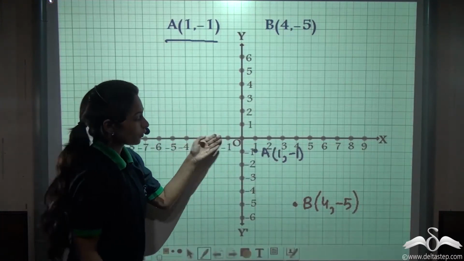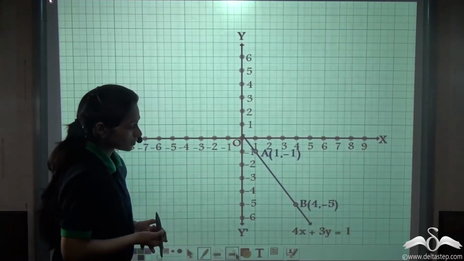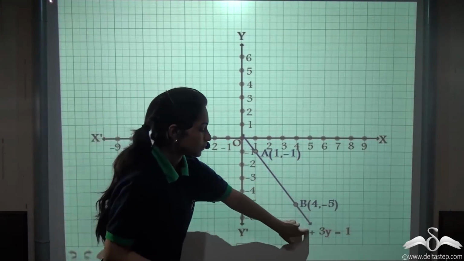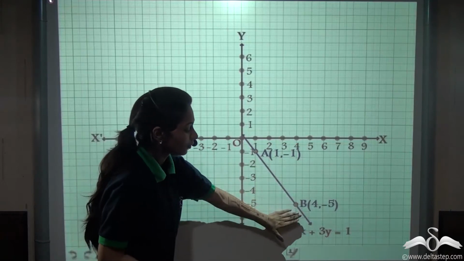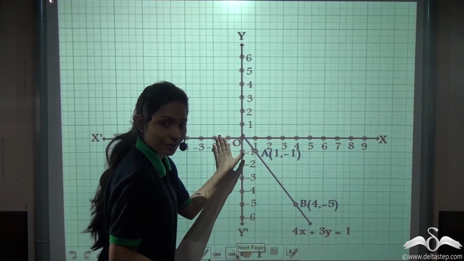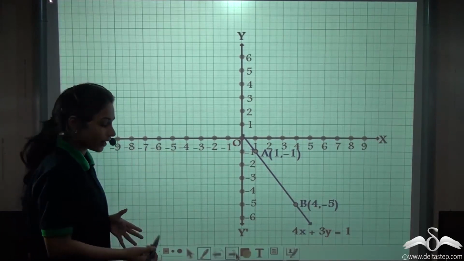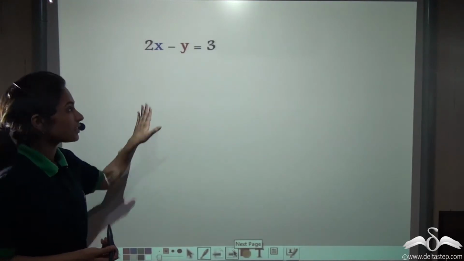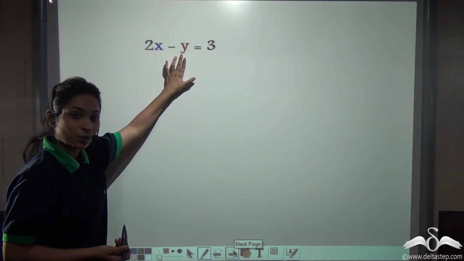Now we will join these 2 points and get a straight line. See, we get this line which represents the equation 4x plus 3y is equal to 1. So we have successfully graphed this equation on the graph paper. Now we had another equation also. Let's see what do we get in that. Again we will repeat the whole process. We will substitute the values for x and give the subsequent values for y.